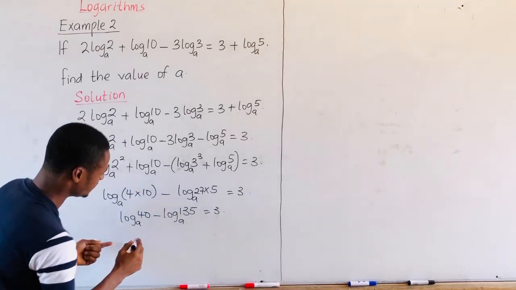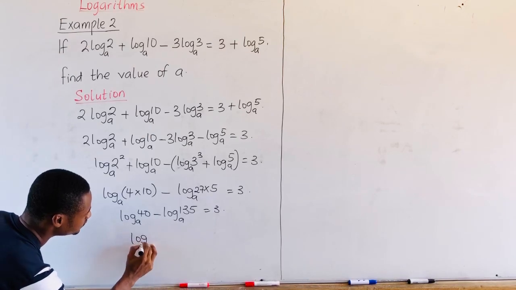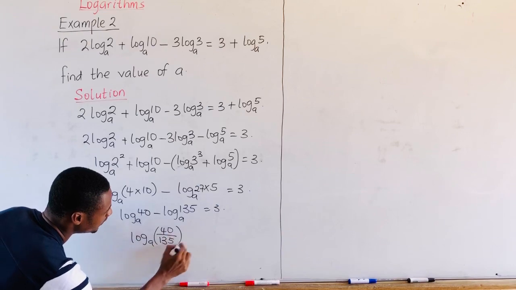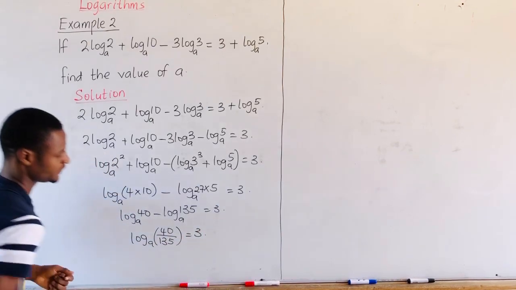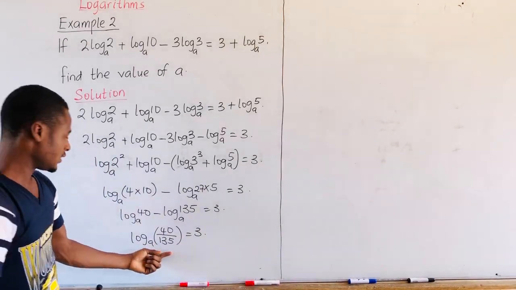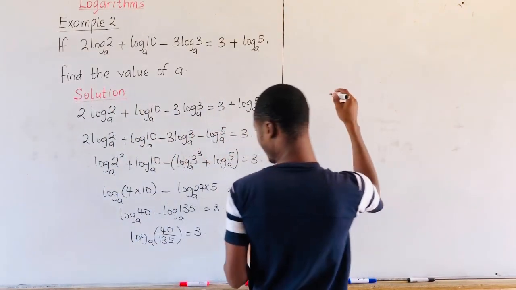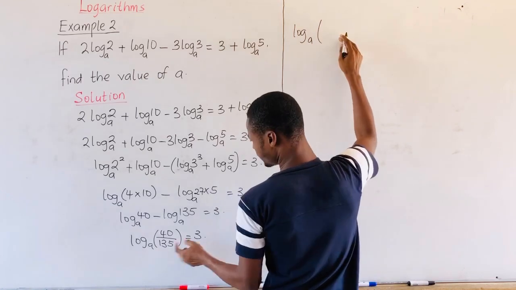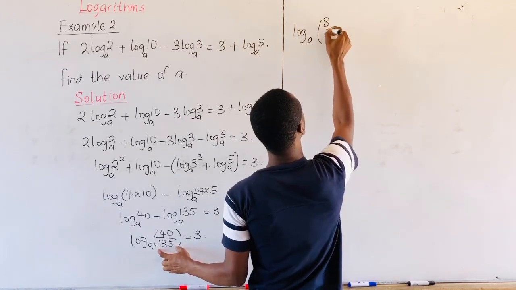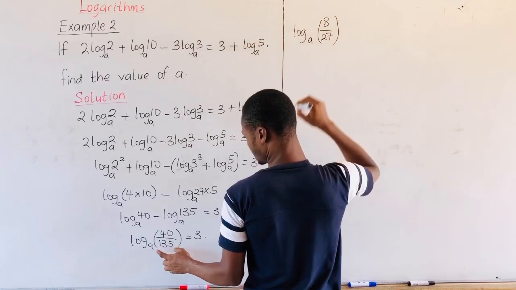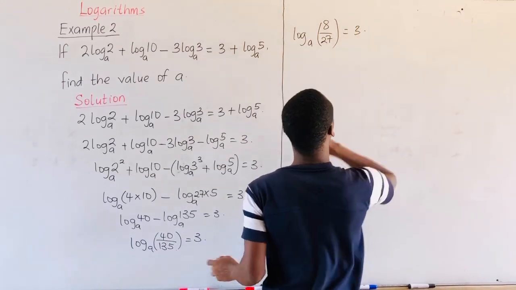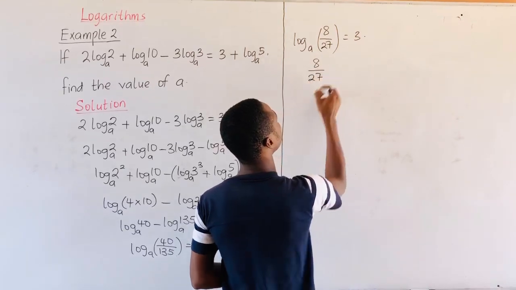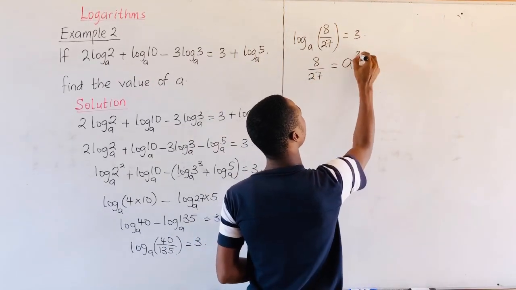Still applying the laws, we will have log to the base a of 40 over 135. This is applying the second law. And so when we simplify this, we will have log to the base a of 8 over 27, and that is equal to 3. Then with the definition of logarithm, we will say that 8 over 27 is equal to a raised to the power 3.